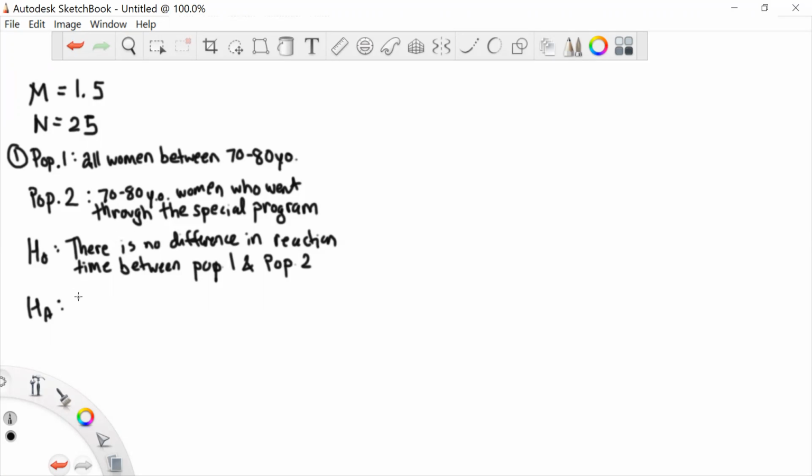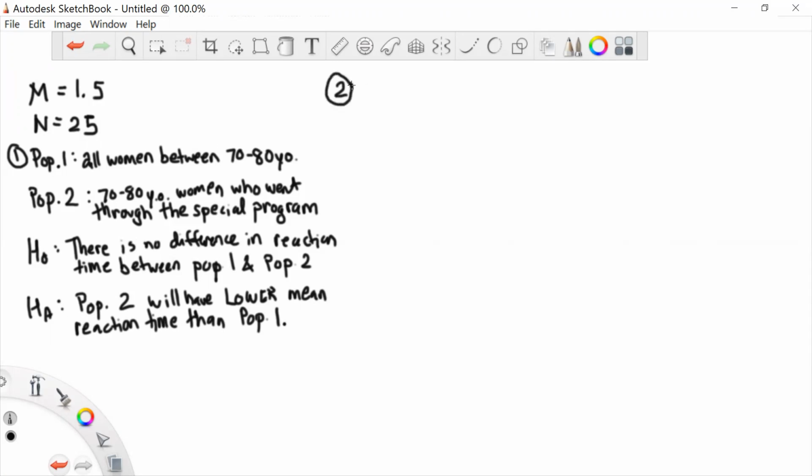So we can state alternative hypothesis, population 2 will have lower mean reaction time than population 1. All right, so that is the core of step 1. So for step 2, what we're going to do is we're going to define the characteristics of our comparison distribution.